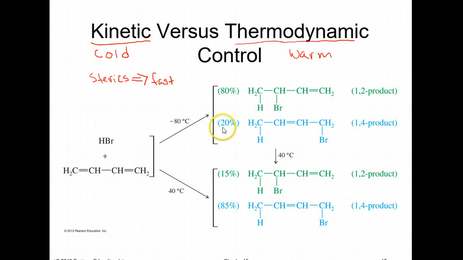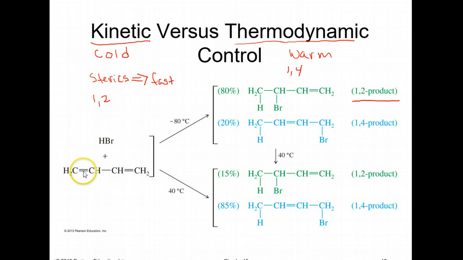Let's see how that applies here. In this case, the kinetic product is your 1,2 product. That's your kinetic. I'll put it down here. It's your 1,2 product, whereas your thermodynamic is going to be your 1,4 product. So it's based on sterics, and it's based on what quickly happens.